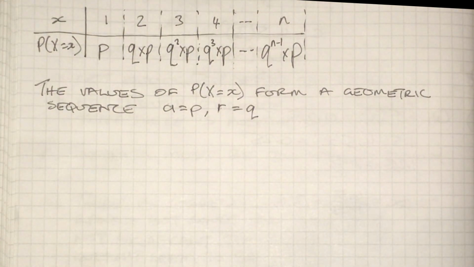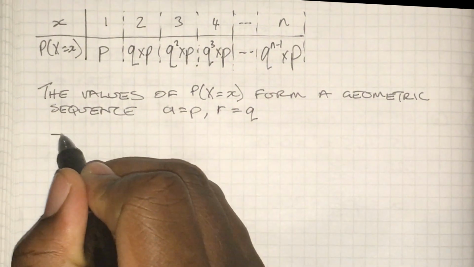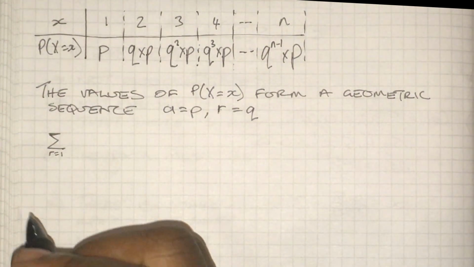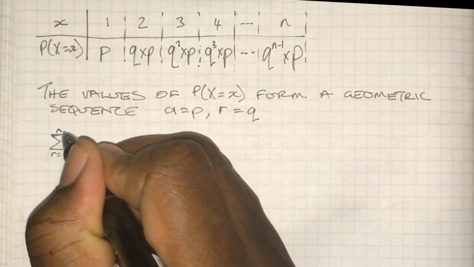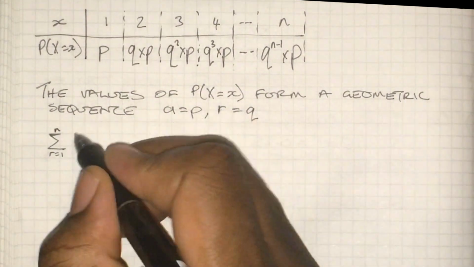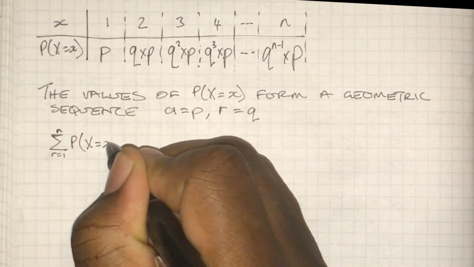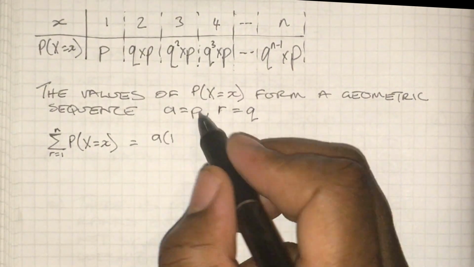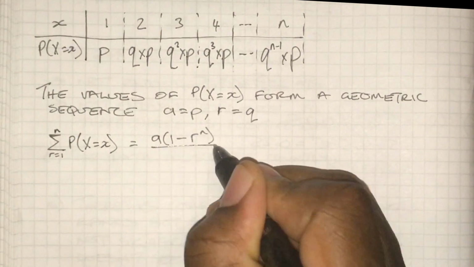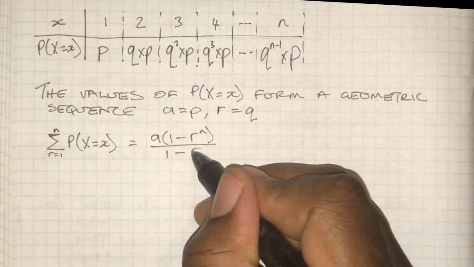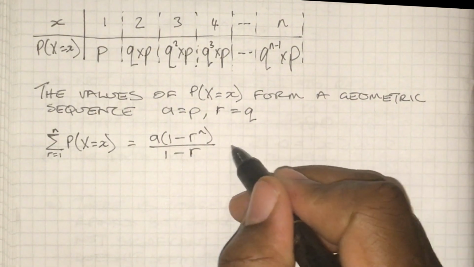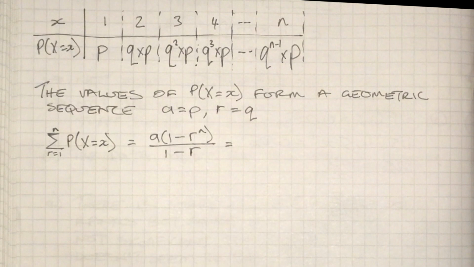And we can do all the things you would usually do with a geometric sequence from here, such as finding the sum up to a particular value. If you remember, for the geometric sequence, we can find the sum from the first value up to the nth value by using the form a(1 - r^n) over 1 - r. If we substitute the values for a and for r, we end up with p(1 - q^n) over 1 - q.